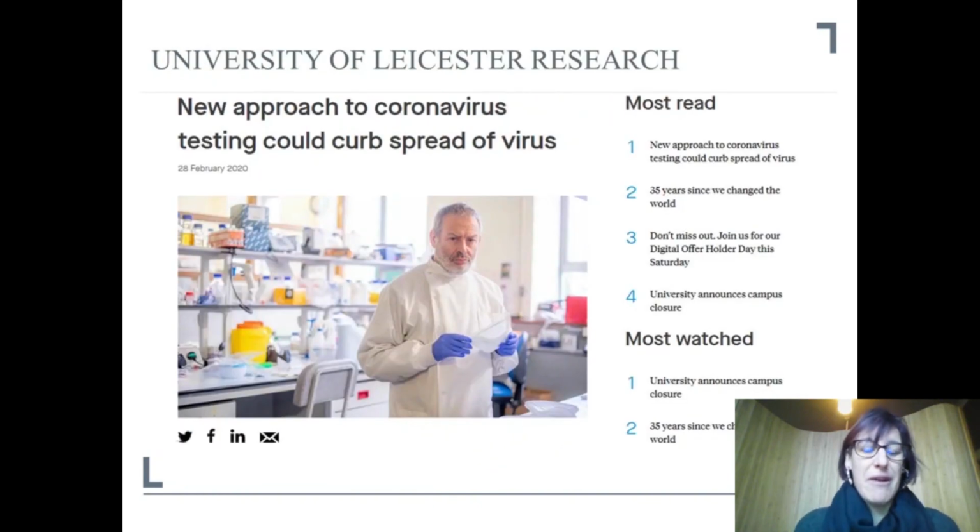So how does this map with what we're doing here at the University of Leicester? Well, we're actually doing some really fascinating research looking at how we can develop new tests which are both simple and efficient to understand the spread of the virus. And we've got some really nice articles and information on that.